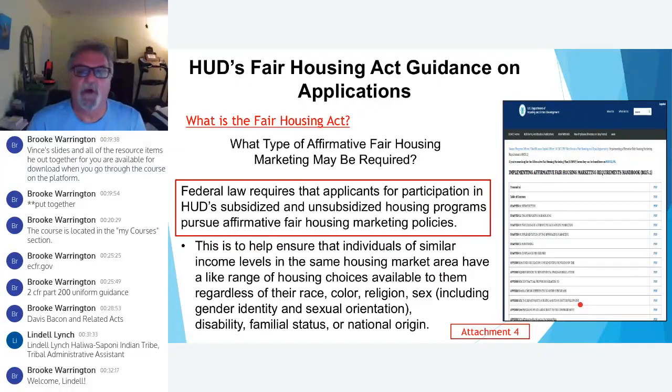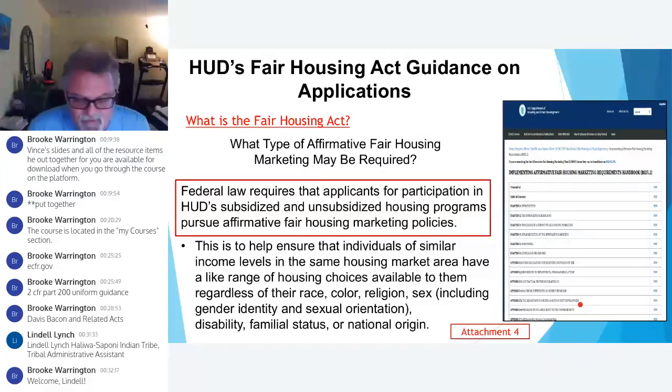We talked about fair housing. I want to try to move on. Affirmative fair marketing may be required. Here's another: advertising falls into marketing. Federal law requires that applicants for participation in HUD's subsidized and even their unsubsidized housing programs pursue affirmative fair housing marketing policies. So we're obligated on a federal level, on so many levels with housing. We've got the Fair Housing Act, we've got HUD and its requirements.